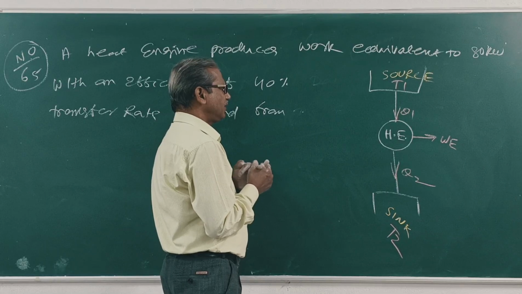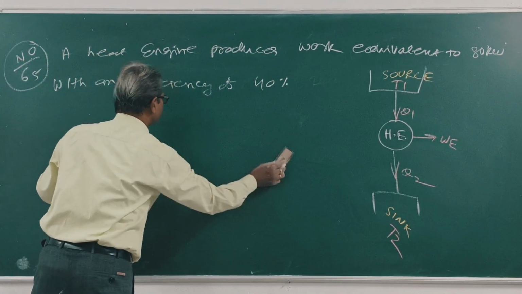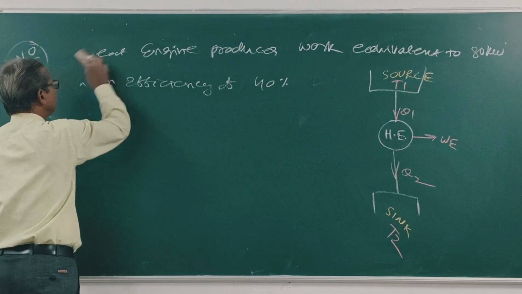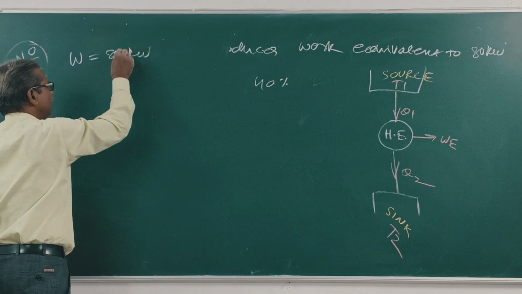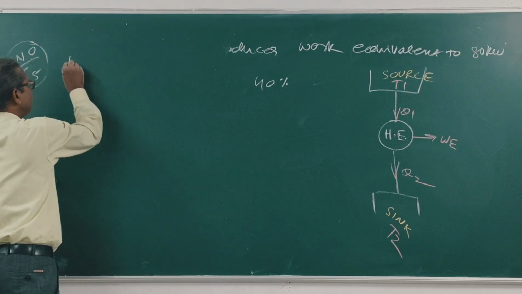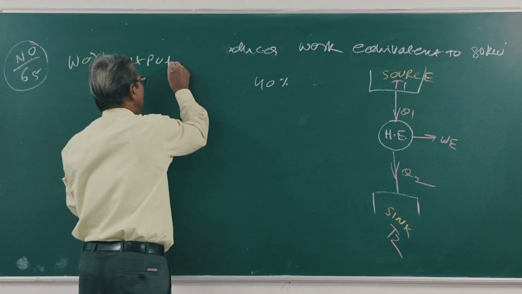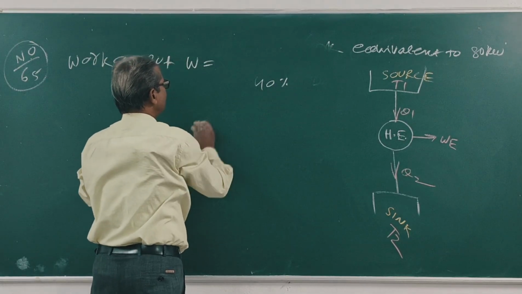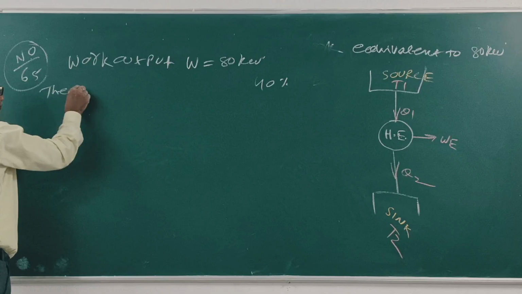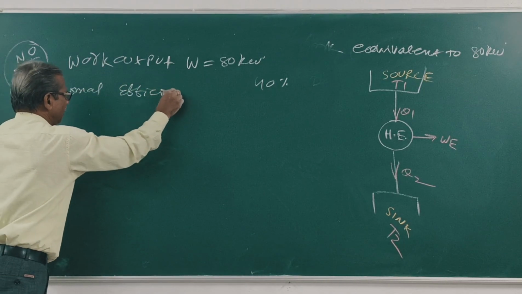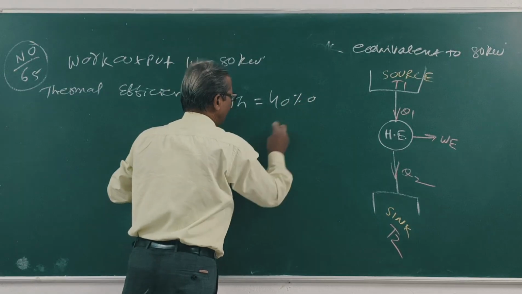Now write the given data. Heat engine produces work equivalent to 80 kilowatt. W is equal to 80 kilowatt. And thermal efficiency, eta thermal, is equal to 40%, means 0.40.